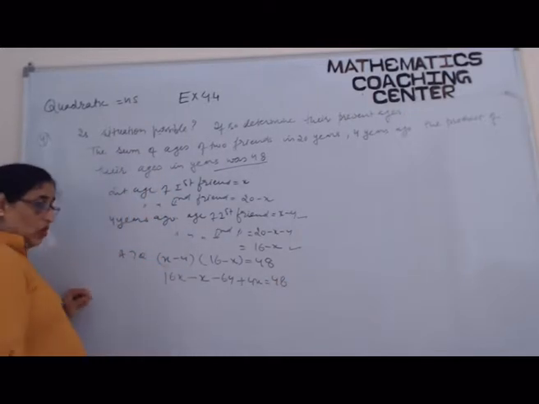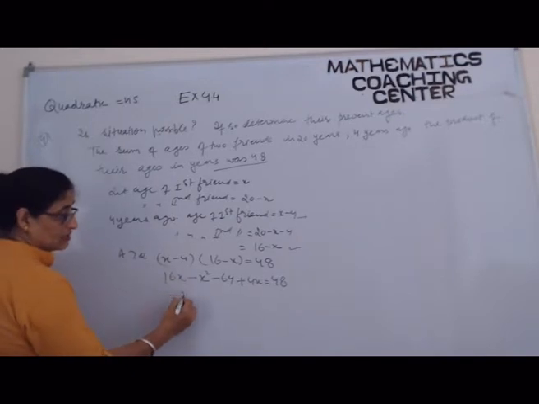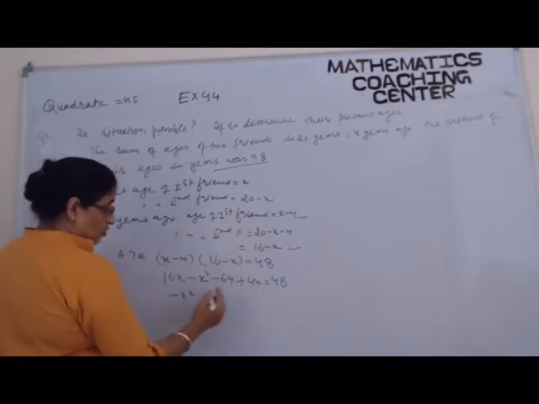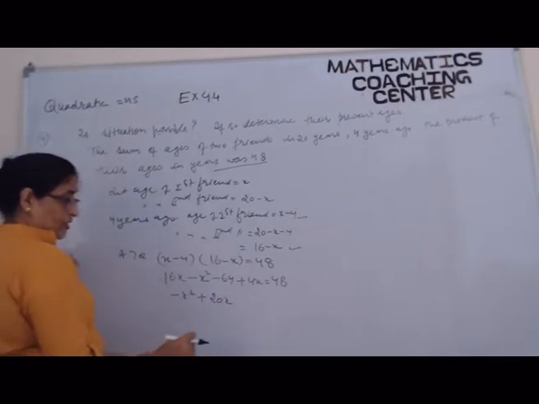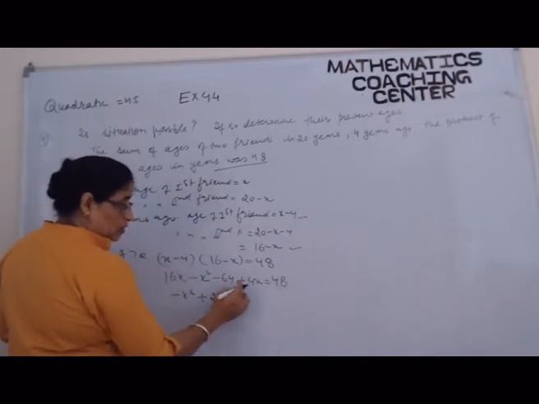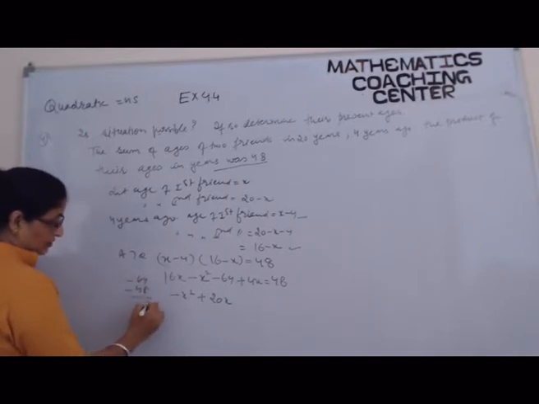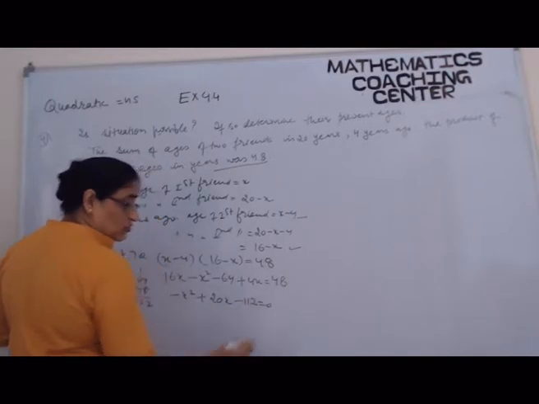Okay. Now you get the result: minus x square minus 16x plus 4x, you get the result plus 20x. And this is minus 64 minus 48. When we add it, minus 112. So minus x square plus 20x minus 112 is equal to 0.